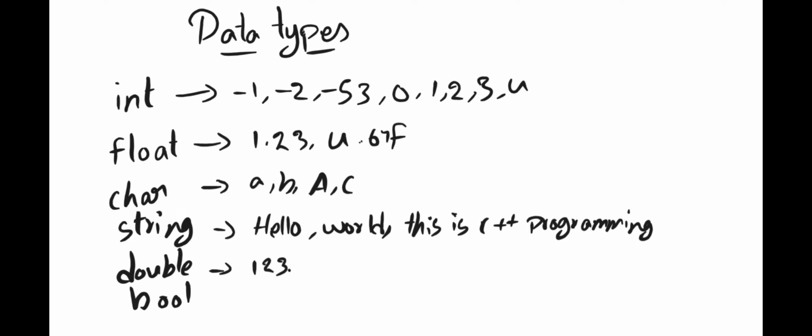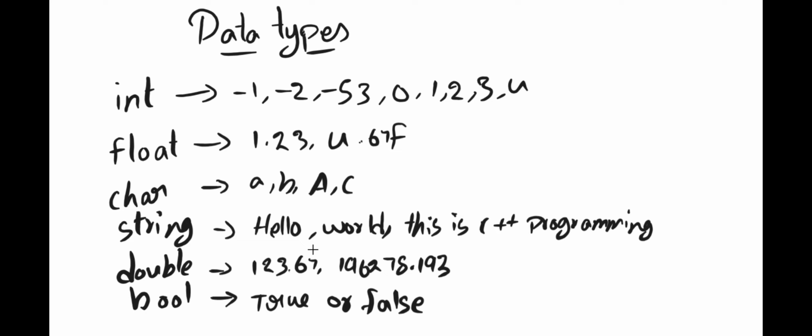The double also stores decimal values, for long numbers. You can store 123.67 and more, like a 10-digit number also, such as 196278.193, and we do not need to put F like we do with the float. And coming to bool, the bool stores only two values, either true or false. These are all about data types.